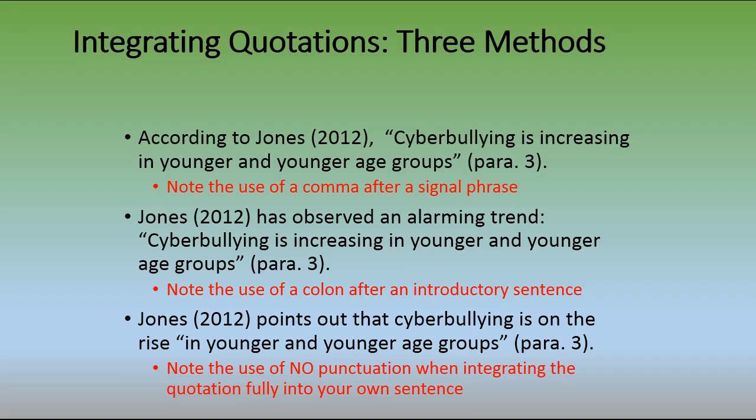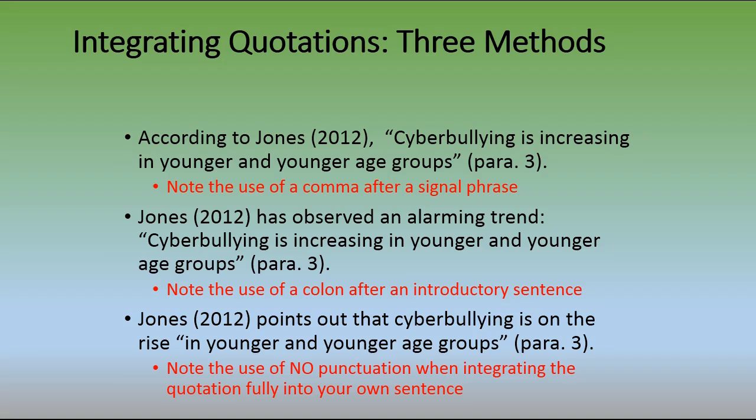Three different methods for integrating quotations into our work, and we're just going to look at each one of these in turn. The first example: According to Jones, 2012, "cyberbullying is increasing in younger and younger age groups." And then we have the in-text citation at the end. What we're noting here is that we have a signal phrase. That's the part that says according to Jones. We use a comma, and then we begin our quotation. And in fact, you'll notice that the in-text citation is split into two, the year coming before the quotation and the paragraph number coming after the quotation.